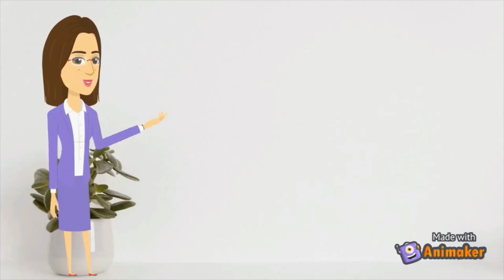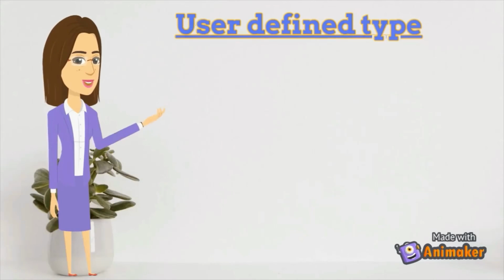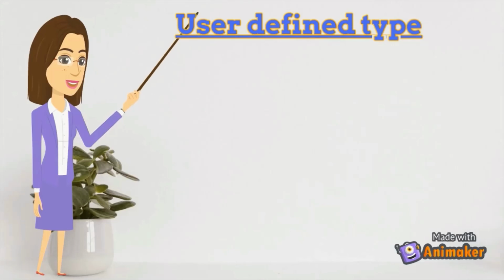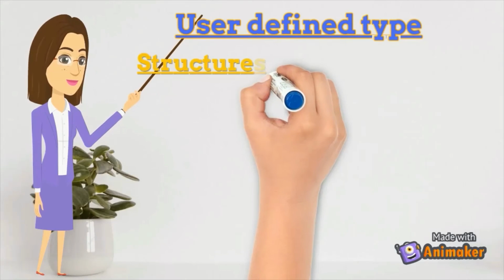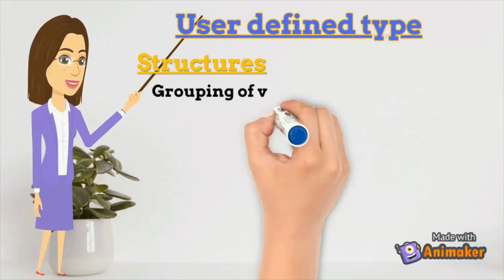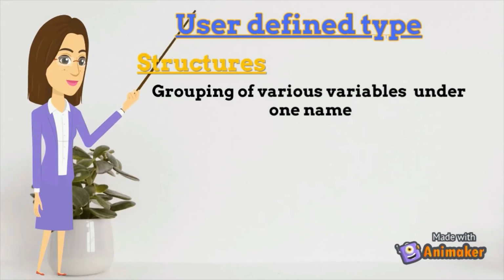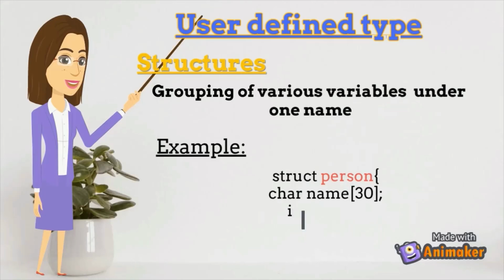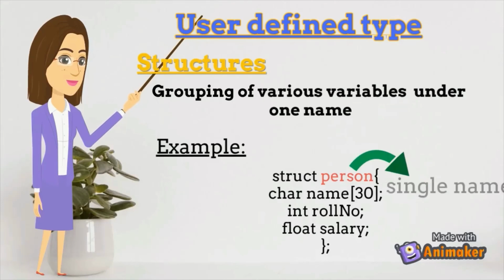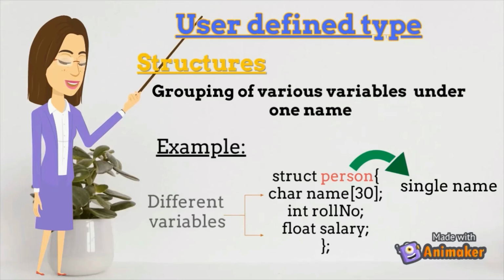Next we have the last type in data type, that is user-defined type. In this we have structures. Structure is the grouping of different variables under one name. In this example we can see a single name, that is person. Under person we have different variables, they are name, roll number, salary. They are under the single name person.